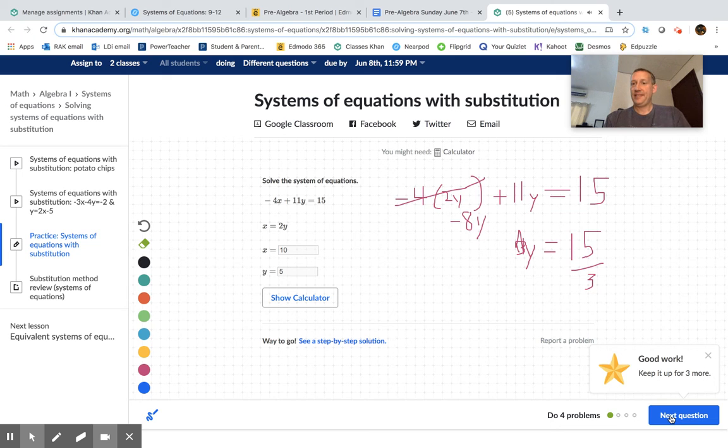Okay, that's all you got to do for today. 4 problems. If you get them all wrong, or if you get half of them wrong, try it again. And make sure you look at the step-by-step solution if you want.